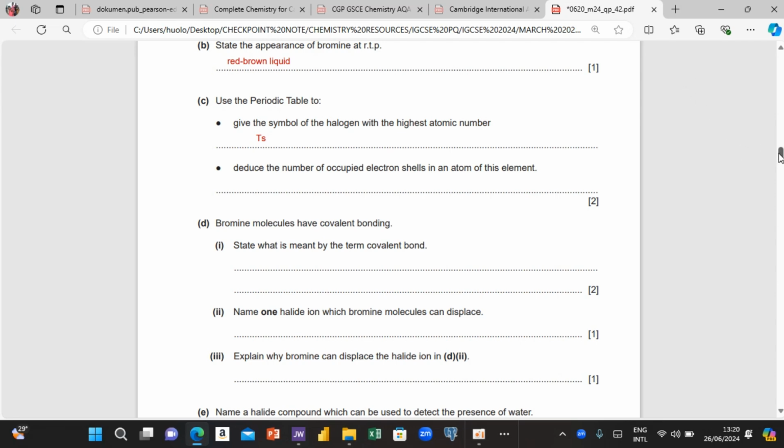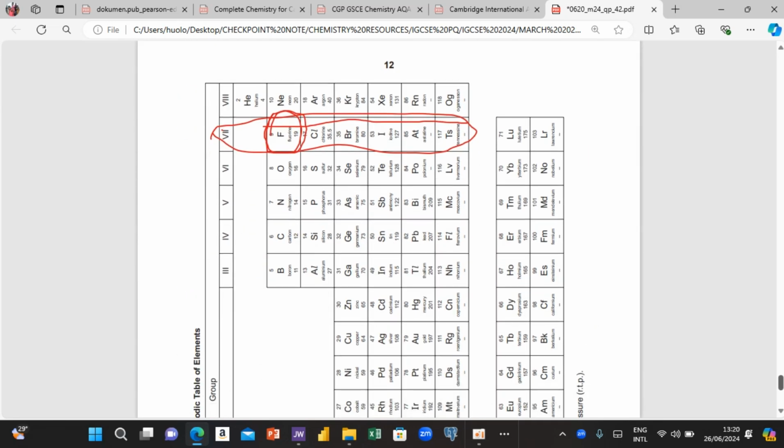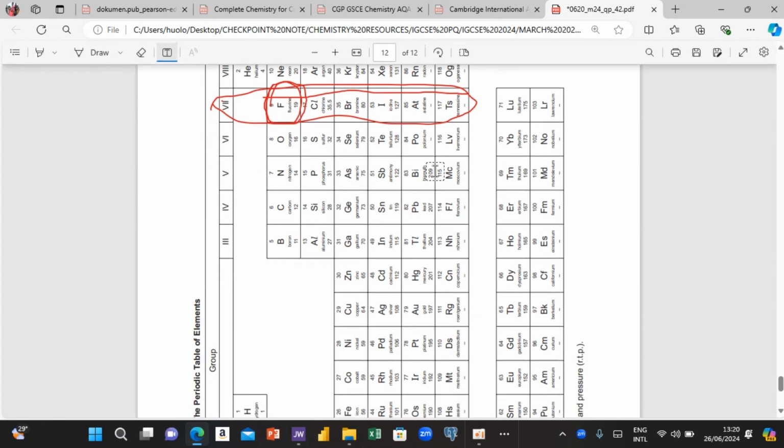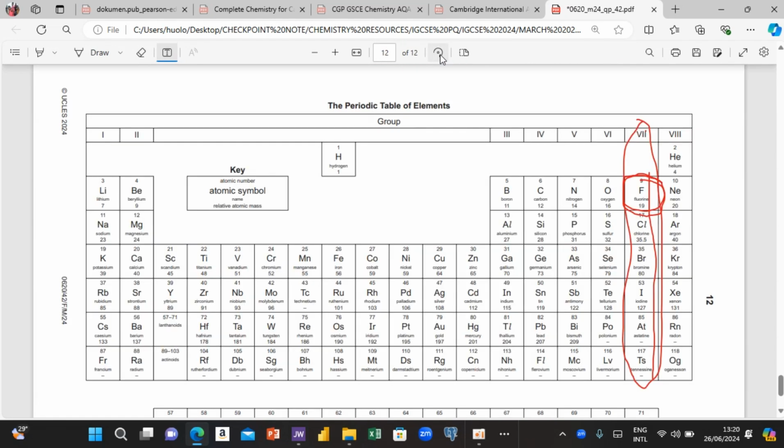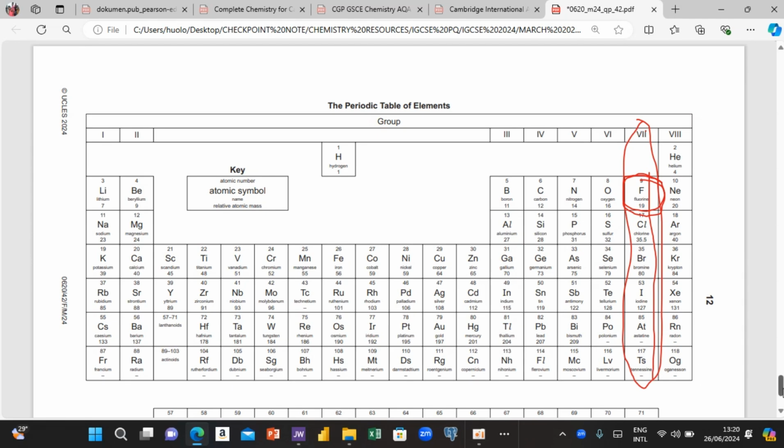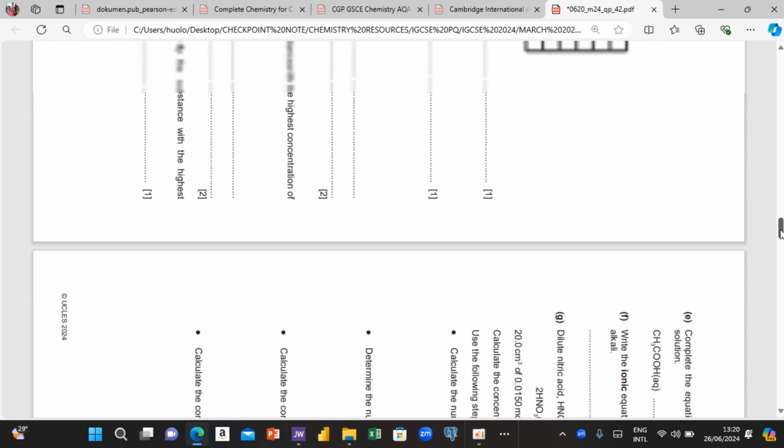The number of occupied shells will tell the period. So going by what we have here, the modern periodic table is made of 7 periods. This is period 1, period 2, period 3, period 4, period 5, period 6, and period 7. For the fact that this element is in period 7, it means it has 7 occupied shells where we can fill electrons into.